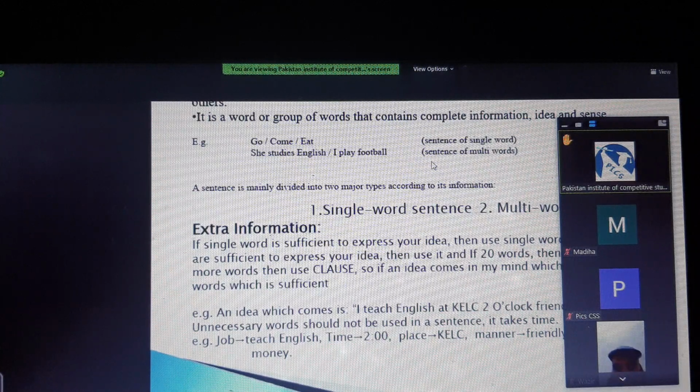For example, an idea which comes is: I teach English at 2 o'clock, for money. So see, this is a sentence in which I teach English at 2 o'clock, for money.